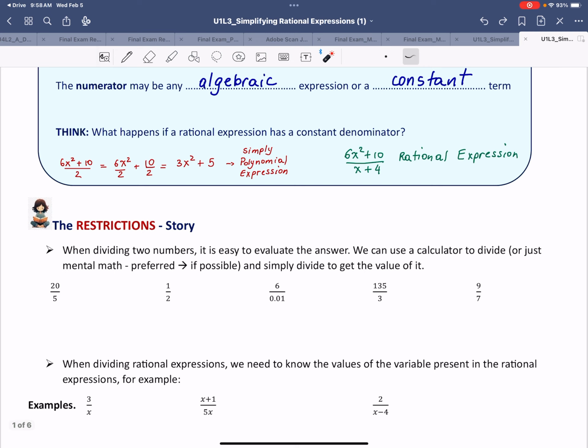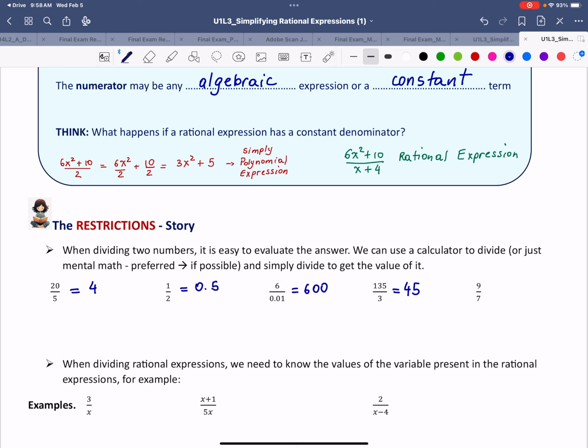So remember that when we divide two numbers, it is very easy to evaluate the answer. We can use a calculator or mental math, by simply dividing the numerator by the denominator. So 20 divided by 5 would be equal to 4. 1 divided by 2, that is 0.5. 6 divided by 0.01, I think this is going to be 600. 135 divided by 3, well, in this case, I would say that 3 goes into 13 4 times and then into 15, 5 times, so 45.